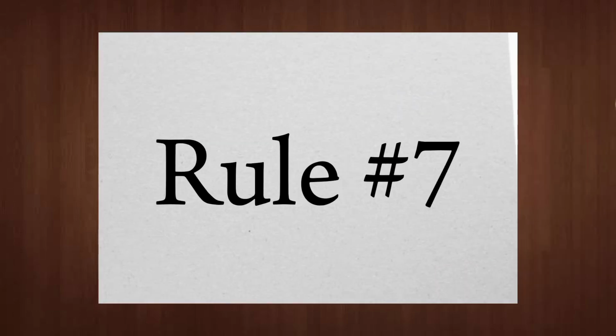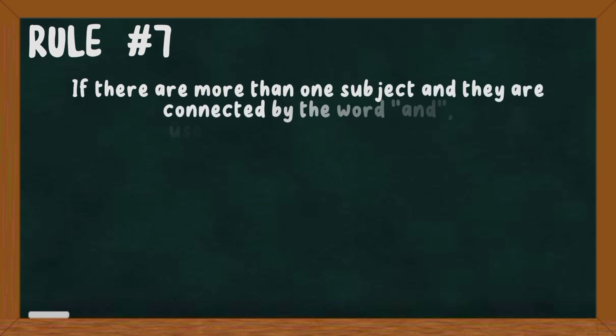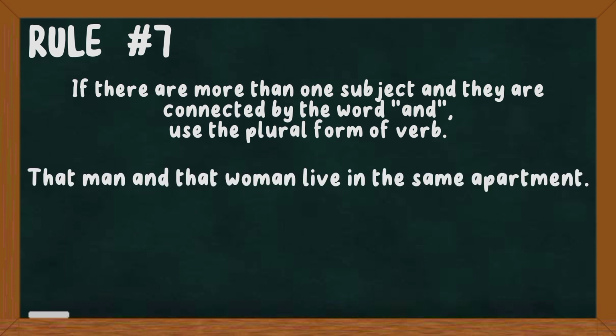Now, continuing with rule number 7. If there are more than one subject and they are connected with the word and, use the plural form of verb. To demonstrate, that man and that woman live in the same apartment. There are two subjects here, the man and the woman. They are connected by the word and, so the verb must agree with these two subjects. Live has no S in the end because it is in plural form.